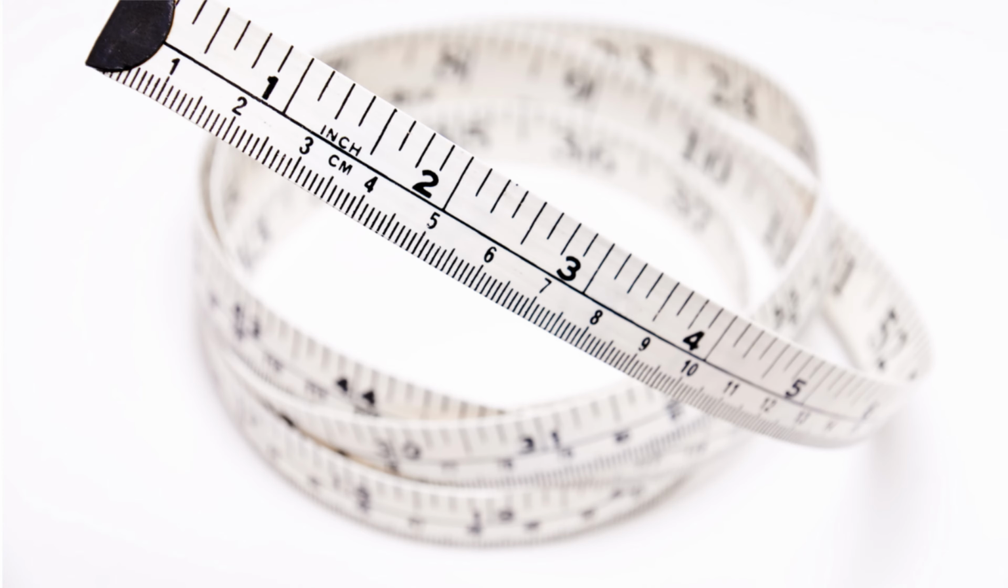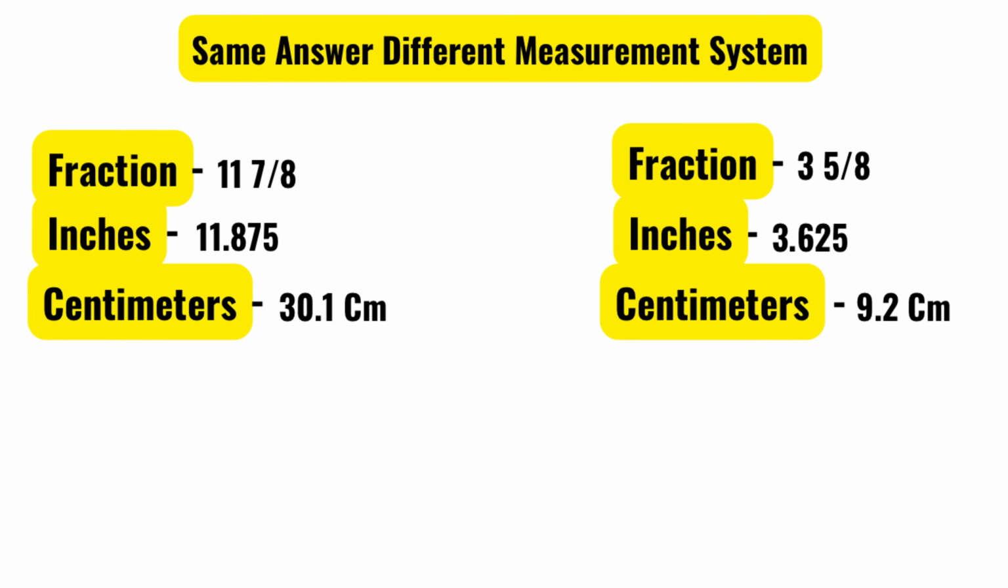A measuring tape has inches on one side and centimeters on the other. Some fashion designers use inches and some use centimeters, but there are some that use both. I like to use both units. So here we have different measurement systems, also known as units of length. These are the same answers.